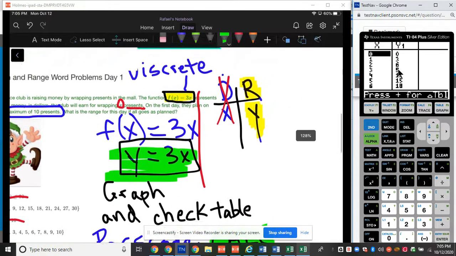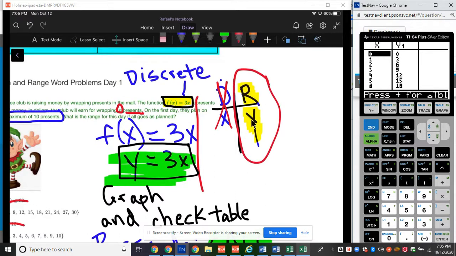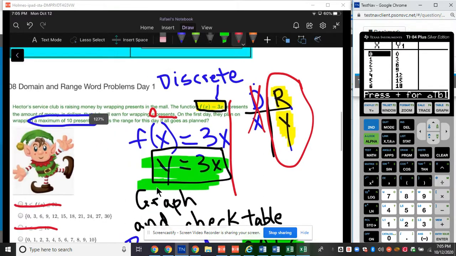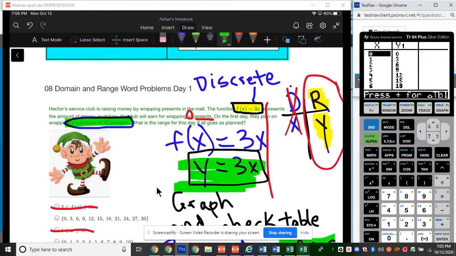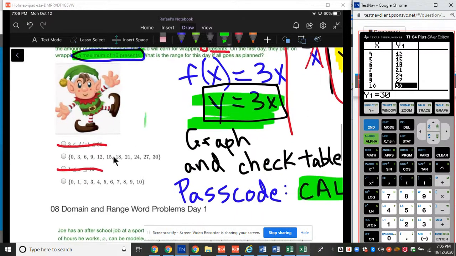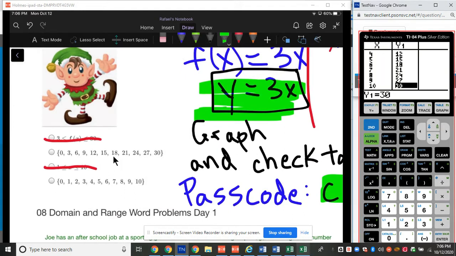Now, once again, we said that the range is our y values, which means we're looking at these numbers over here on the right. And this is where that important information comes into play, where we said a maximum of 10 presents. Okay? So here's 0 presents. You go all the way down till you get to 10 presents, and your highest number on that range is 30. So take a look at the only two answer choices we have left, right? This one goes from 0 to 30, and then this one goes from 0 to 10, right? That's our domain. We don't need that one. So the answer is the second choice, or you could say B.